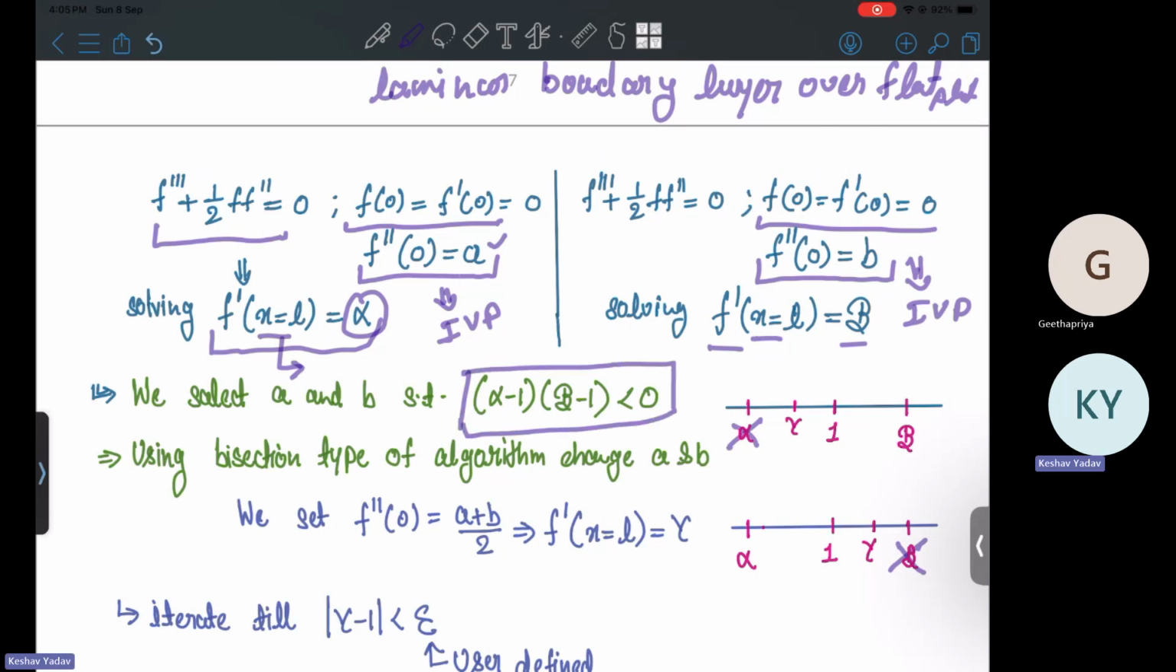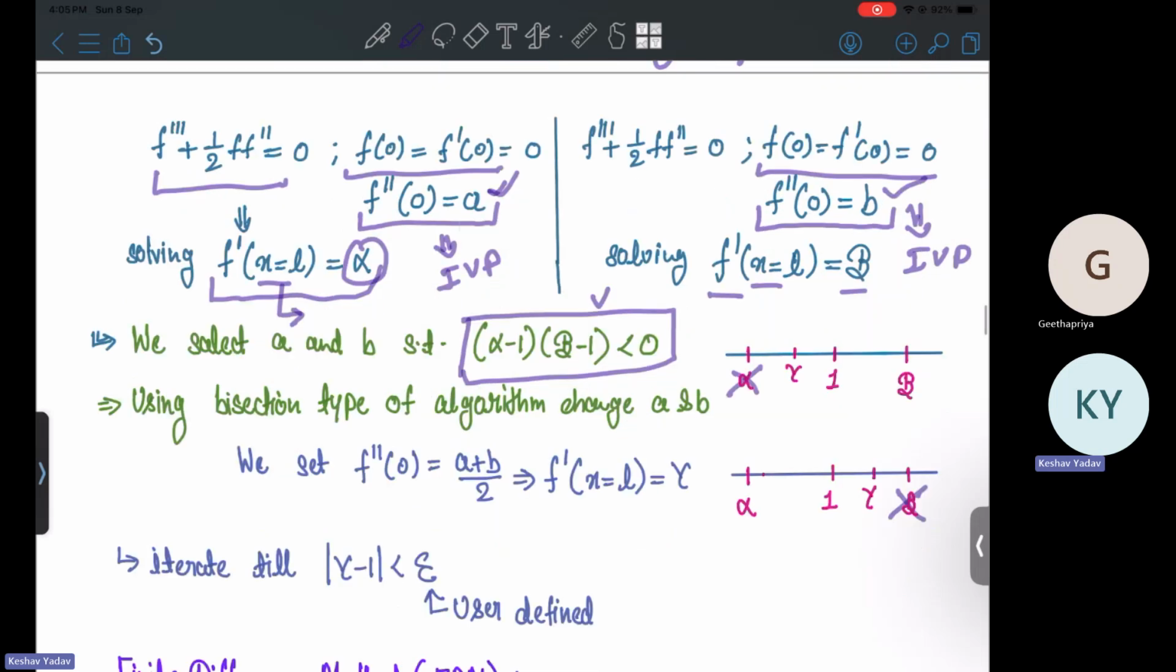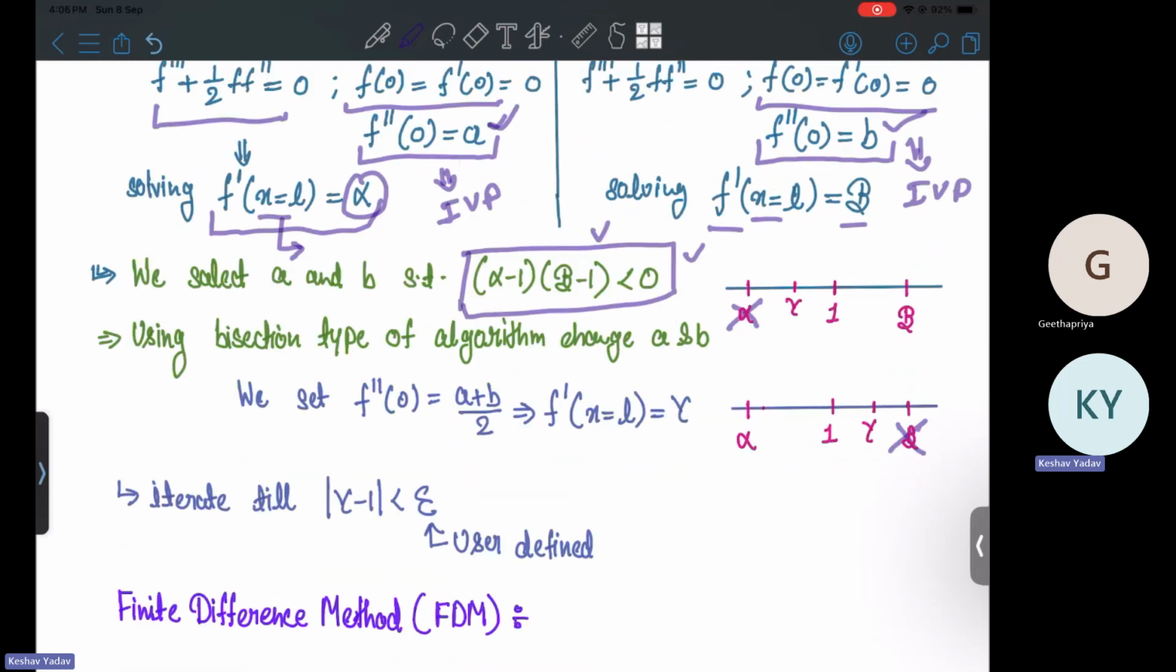Here, (alpha minus 1) multiplied by (beta minus 1) should be less than 0. This should be satisfied, then only our guess is correct, otherwise not. If this is not coming, we'll change our initial guess. Right now, I am assuming that this condition is satisfied. So what we will do? Now we will set f double prime equal to (a plus b) by 2.